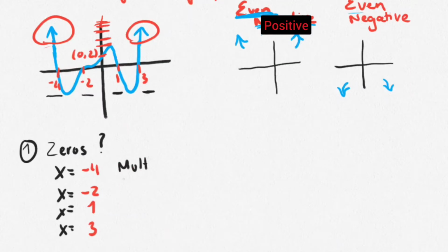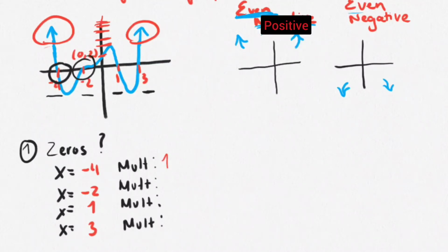The next thing is to determine the multiplicity for each of your x values. So at x equals -4, you want to zoom in a bit. You can see that it crosses -4 linearly, right? It just goes straight through. So you know that your multiplicity is going to be 1. It's going to be odd because it crosses, and it's going to be 1 because the graph crosses -4 linearly. At -2, if you were to zoom in, the graph crosses -2.